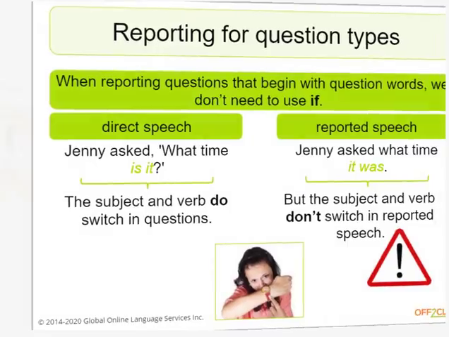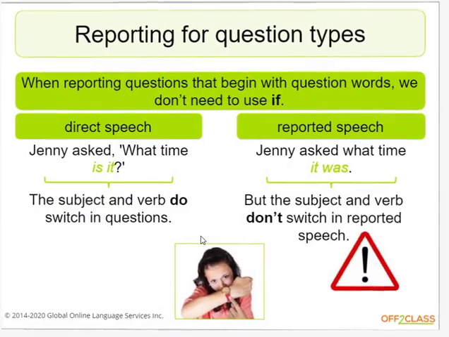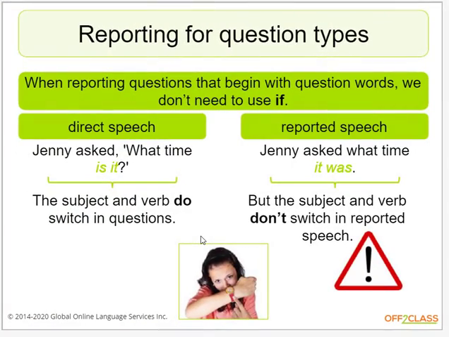Okay, let's keep going. So, reporting question types. For reporting questions that begin with question words, we don't need to use the word if. So for example, Jenny asked, what time is it? The subject and the verb do switch in questions, right? So you can see the subject and verb changed here. And in reported speech here, you can see Jenny asked what time it was. But the subject and verb don't switch in reported speech. See how that changed here?